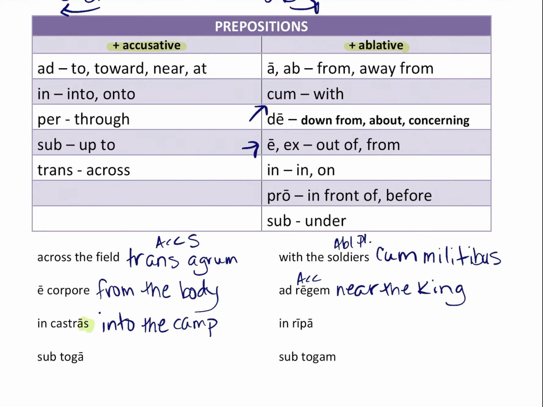So same here, in ripa. If you look, a has that ablative ending. So I know it has to be in or on. And I'm going to put on the riverbank because in my head, the context says the boat landed on the riverbank. But again, context is king, and it rules.